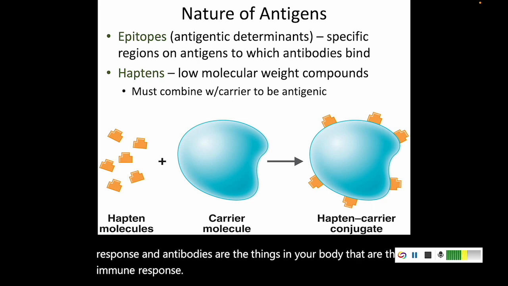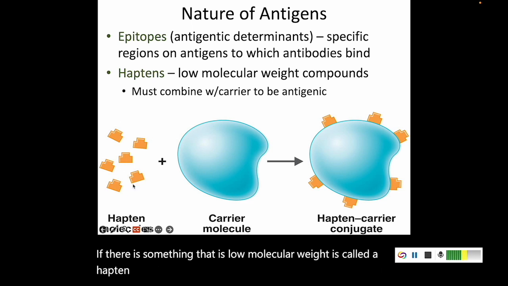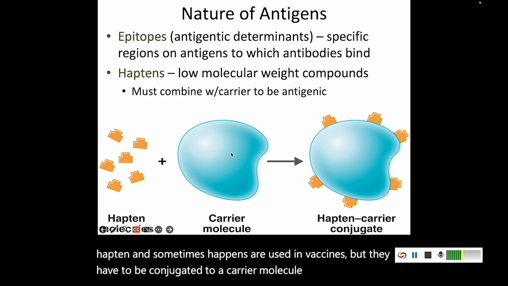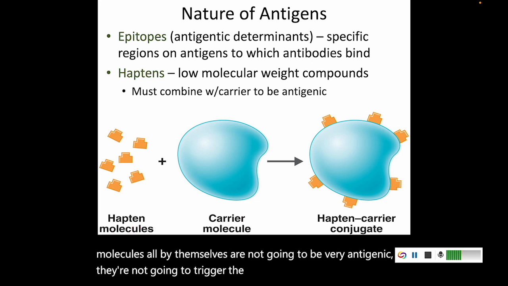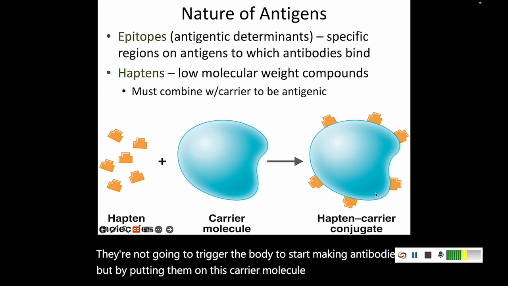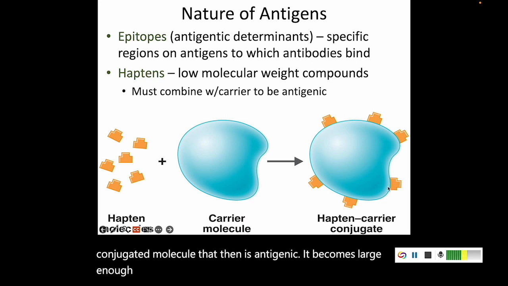If there's something that is low molecular weight, it's called a hapten. And sometimes haptens are used in vaccines, but they have to be conjugated to a carrier molecule because these smaller molecules all by themselves are not going to be very antigenic. They're not going to trigger the body to start making antibodies. But by putting them on this carrier molecule, you have this conjugated molecule that then is antigenic. It becomes large enough for your body to start mounting an immune response to it.